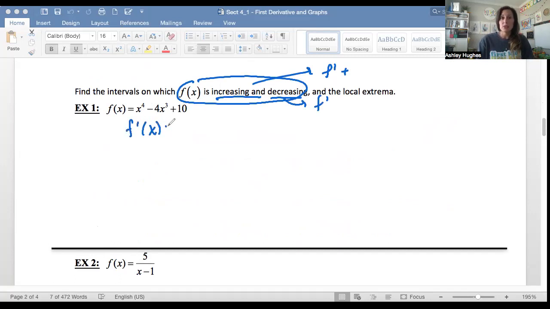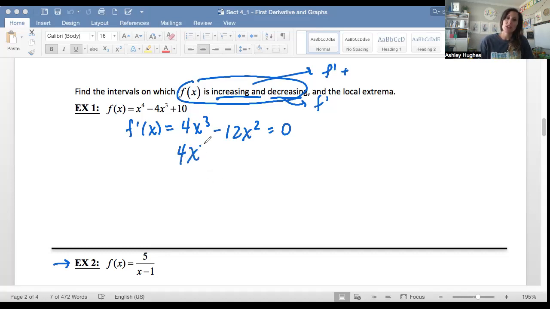First, you're going to take the derivative. So we get 4x cubed minus 12x squared. Then you're going to take that derivative and set it equal to 0 or does not exist. We're going to need to consider that here when you have a fraction. Here it's a polynomial, so we have no issues there.